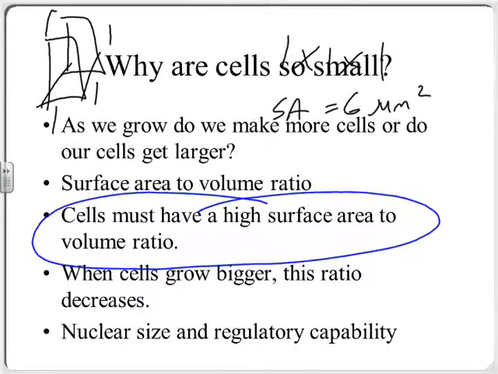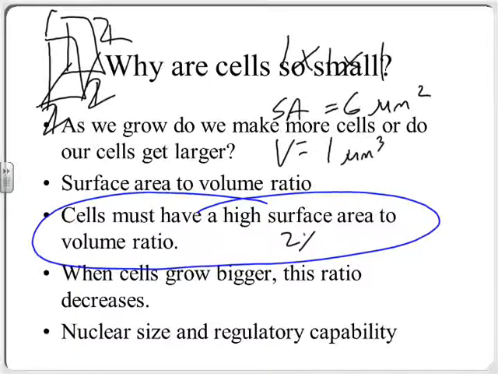Let's calculate the volume of our cube. How do you calculate the volume of a cube? Length times width times height, so 1 times 1 times 1. So we get 1 cubic micrometer. So our surface area to volume ratio is 6 to 1. Now let's say our cell grows, and instead of being 1 by 1 by 1, now it's 2 by 2 by 2.